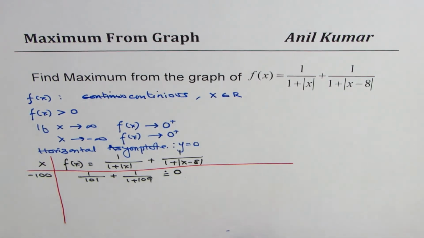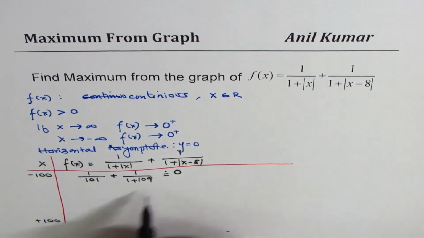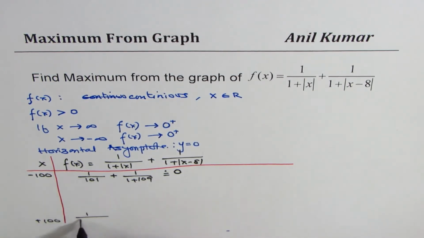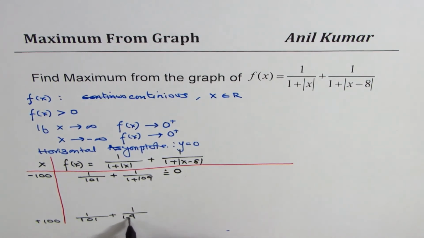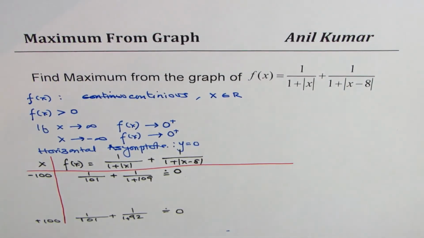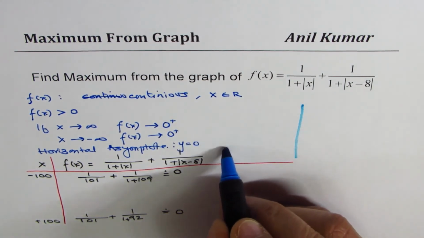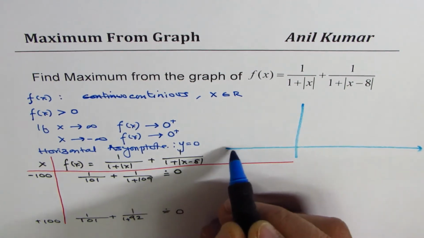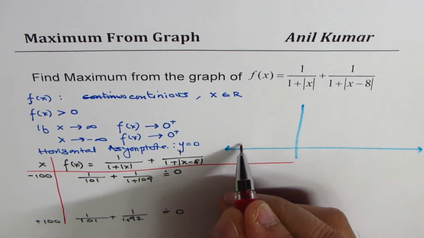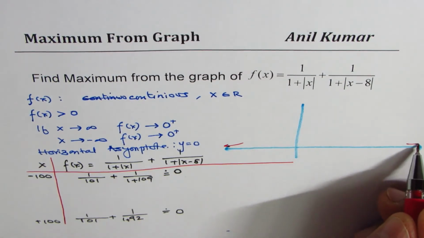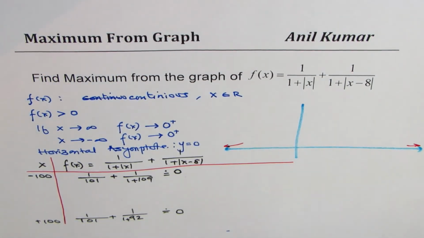Similarly, if I substitute a value which is plus 100, even then I get the same thing: 1 over 101 plus 1 over 1 plus 92, correct? However, this is also very small. So what we are trying to say is that the graph of the function, let's sketch the graph here, approaches 0 for a large value. Okay? The graph of the function approaches 0 for a large value.